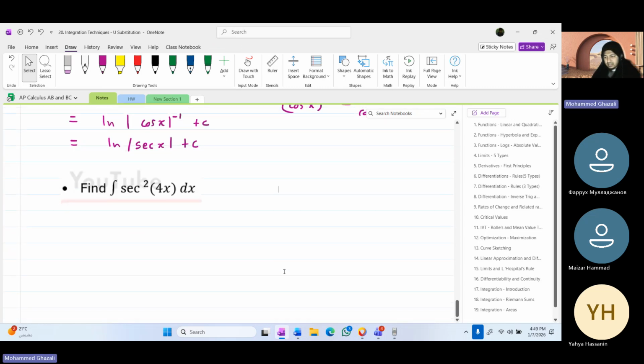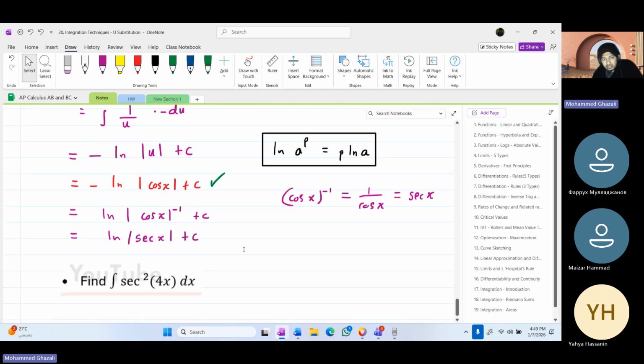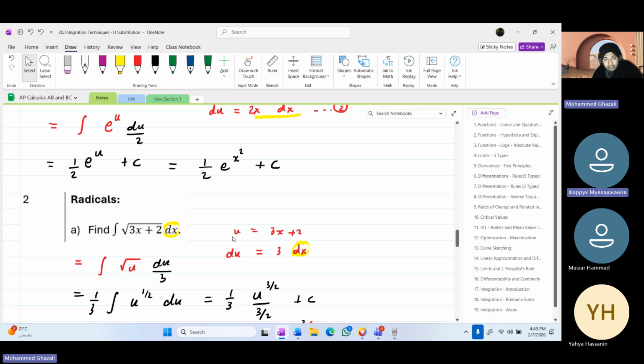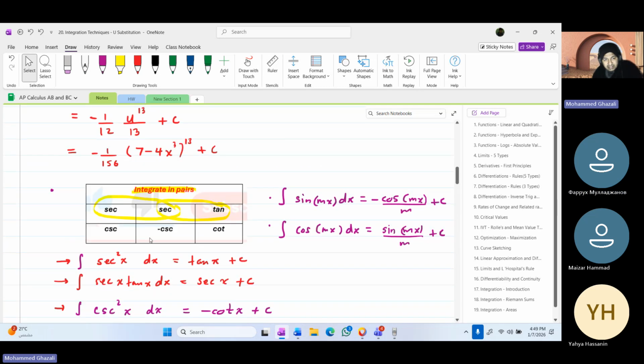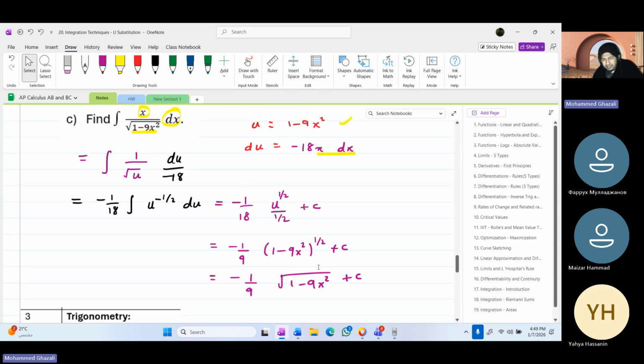Integral of sec squared 4x. What's the integral of sec squared x dx? The answer will end up with tan x, but not tan x. It's going to be probably tan 4x something something.